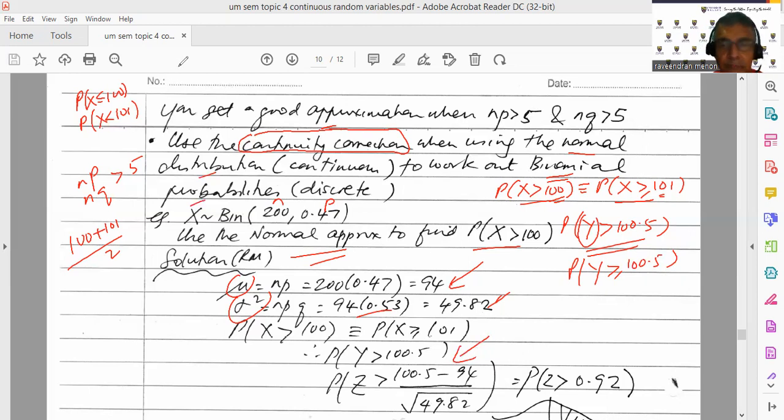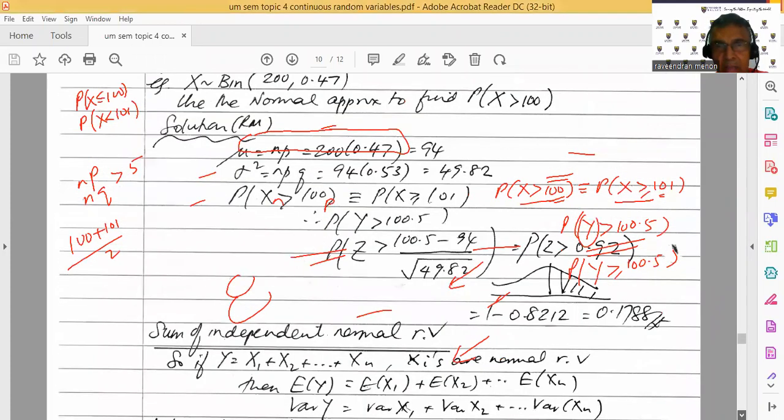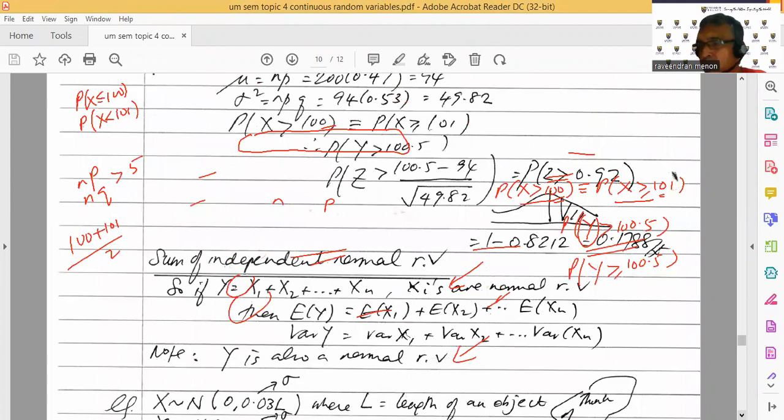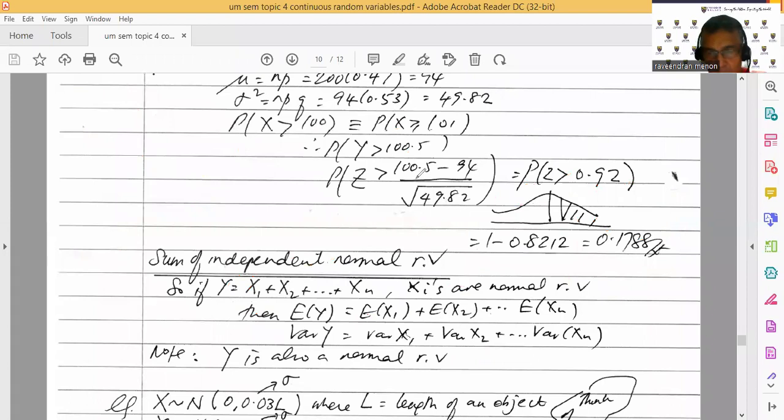Change your Y to a Z. So you need to take 100.5 and then minus the mean, which is 94, and then divide by the standard deviation, which is the square root of how much? 49.82. Probability of Z bigger than 0.92. Use your tables and work out the answer, 0.1788. Okay. Good. Let's move on.